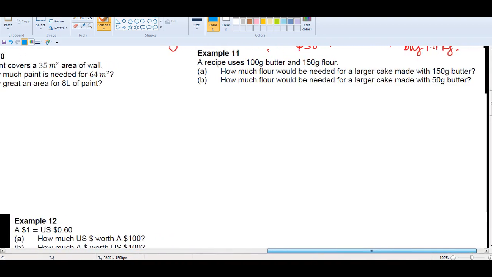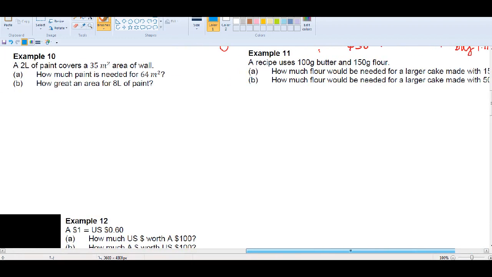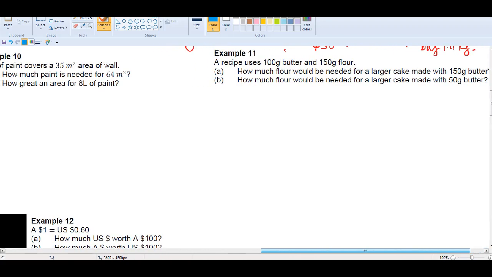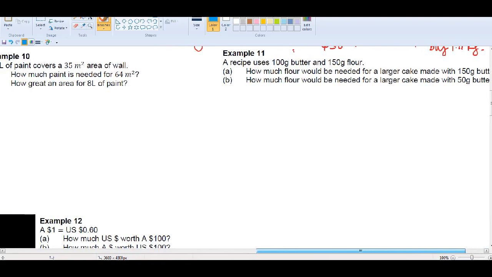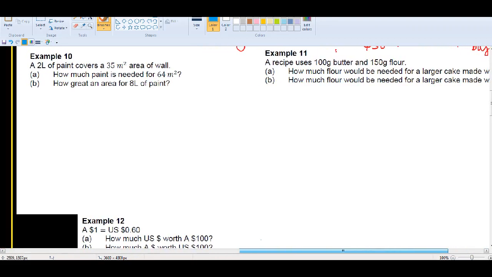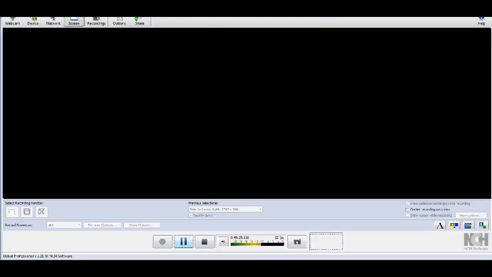Question 10 is a rate problem. Question 11 is a ratio, because both are about mass. All right, the grains are about the mass, right? And question 10 is a rate. I'll give you some time to do it.